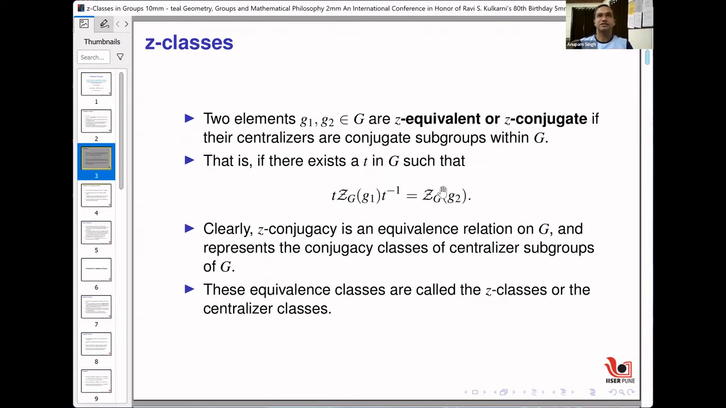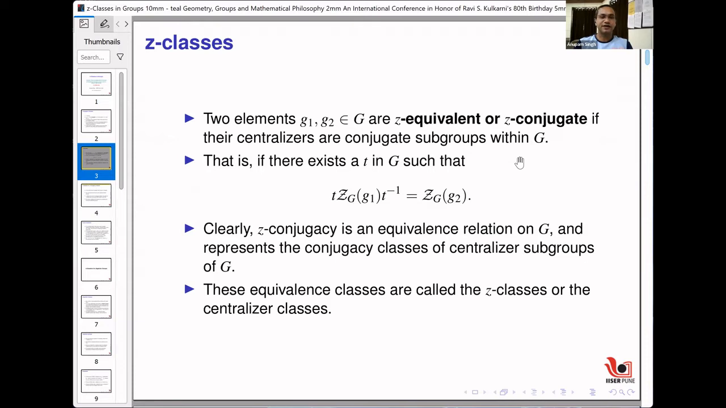What do we mean by Z classes? I will call them Z classes, as Professor Kulkarni likes to call them, and we have got used to calling them Z classes. Two elements G1 and G2 in G are supposed to be Z equivalent or Z conjugate if their centralizers are conjugate subgroups within the group G. Why I'm emphasizing within, you'll see that it plays some role. That is, if there exists a T in G such that the centralizer of G1 in G is conjugated by T to the centralizer of G2 in G.